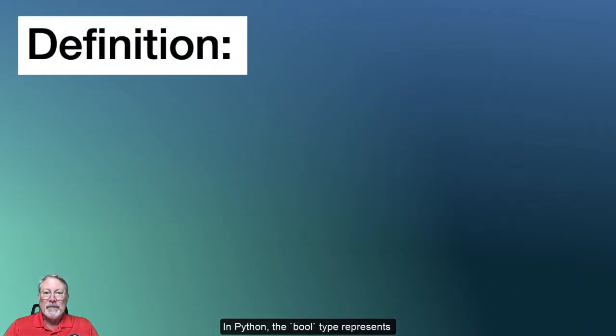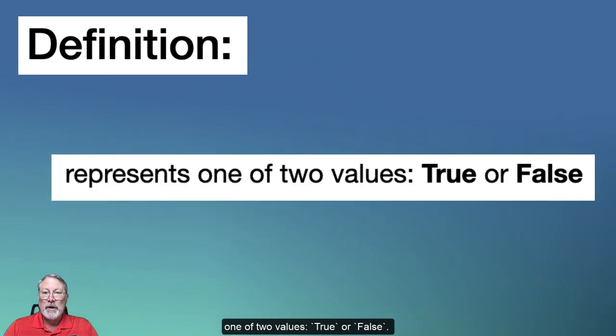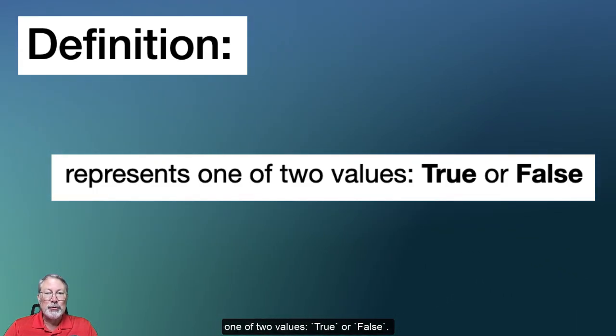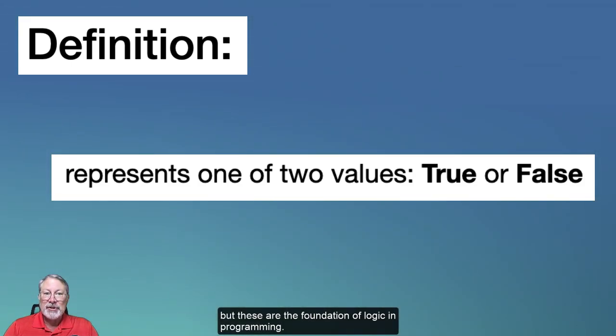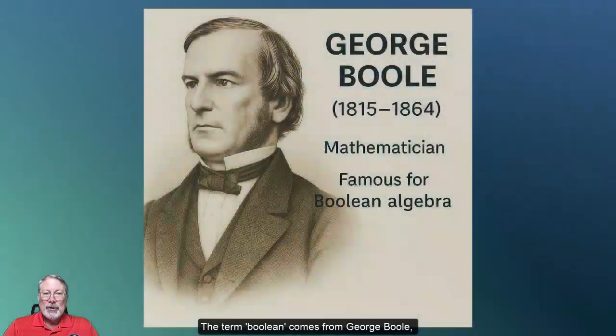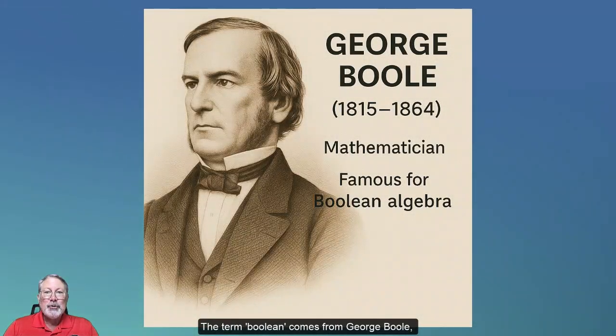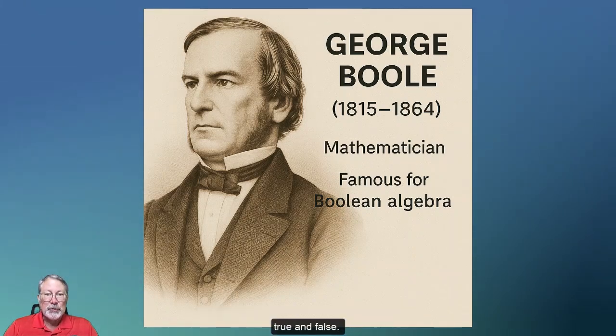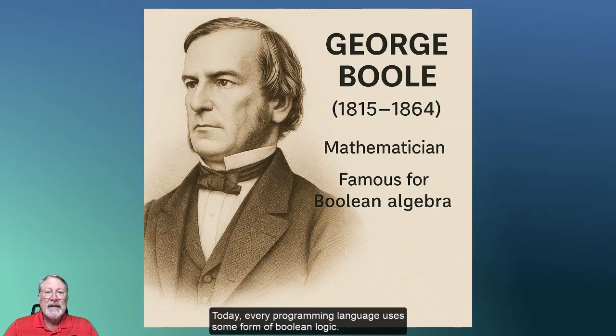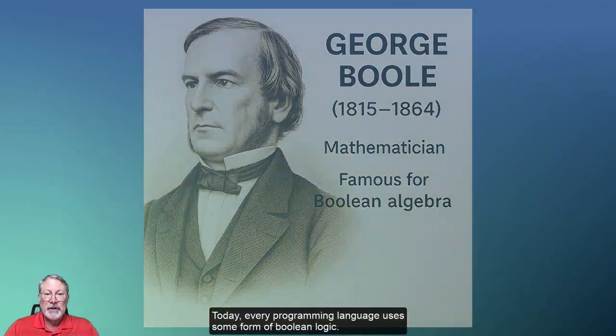In Python, the bool type represents one of two values, true or false. That's it, just two values, but these are the foundation of logic in programming. The term Boolean comes from George Boole, a 19th century mathematician who developed a system of logic based on two values, true and false. Today, every programming language uses some form of Boolean logic.